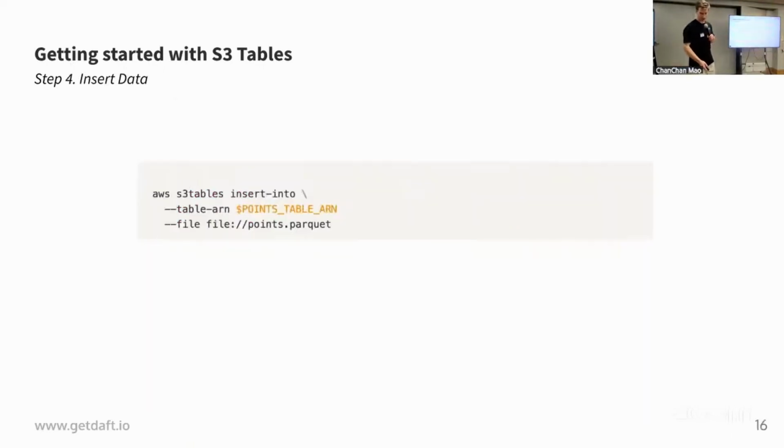So let's try to insert a Parquet file. I go back to the CLI, run aws s3tables, do insert into, give it my table ARN, and I give it my file. It's super easy. But of course this does not work. It's because I wrote insert. I should write put. Everyone knows that's the AWS verb. It's not insert. Insert SQL.